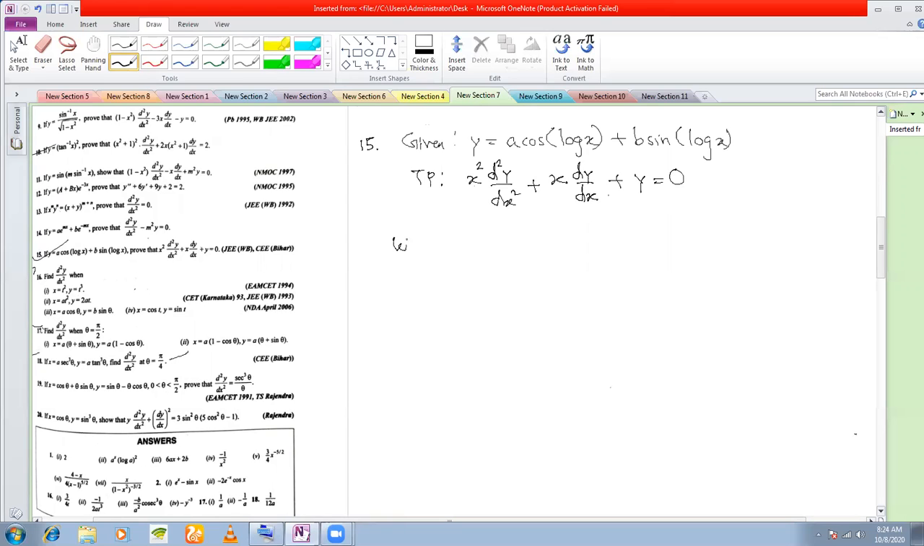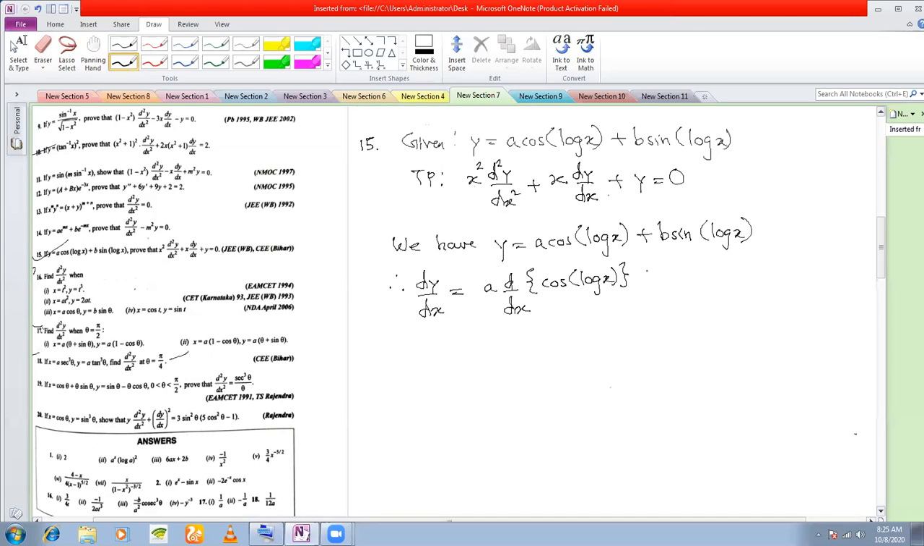Okay, so we start with y. So we have y is equal to a cos log x plus b sin log x. Okay, so therefore what is dy dx? Dy dx is a d dx cos log x plus b d dx sin log x.